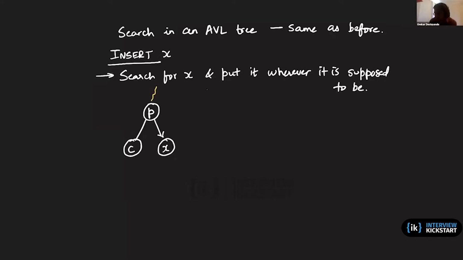It was earlier +1 before X was added, now it's 0. The height of the subtree rooted at P has not changed. It was 2 before, it's still 2. So this is not going to require rebalancing. Not every insert is going to require rebalancing. But there is a significant chance that something could go wrong.